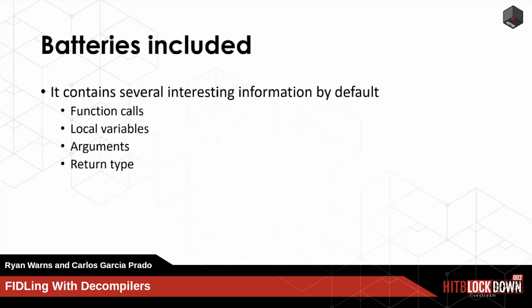And another thing is we have tried to make this thing kind of batteries included, the same philosophy behind Python. When you create a control flow initiator for a specific function, by default it's going to have a lot of very interesting information. For example, information about all the function calls inside this function, the local variables, the arguments, and return types, many things that are accessible to you very easily.